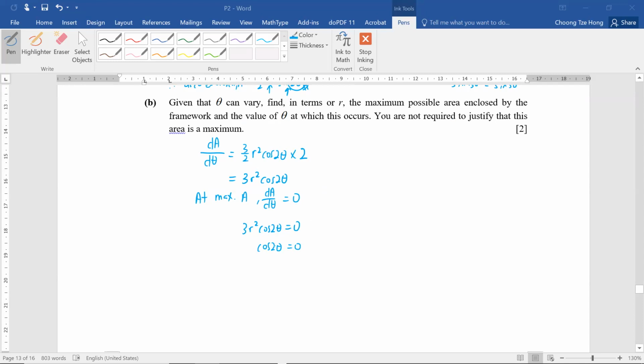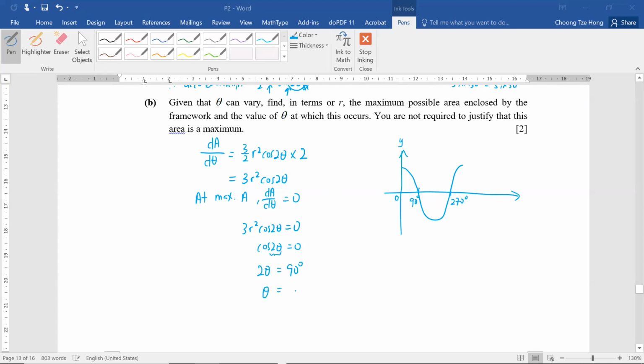So what values of 2 theta will give us cosine 0? If you recall, usually I remember by the shape of the curve. The cosine curve looks like this, right? When the y value is 0, the angle will be 90 and 270. In this case, 2 theta has to be equal to 90. It can't be equal to 270, because if it's 270, then you find theta.